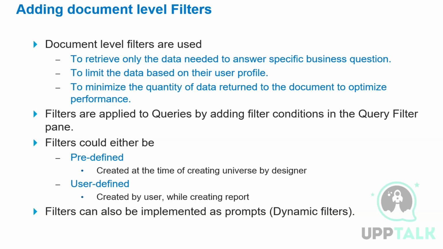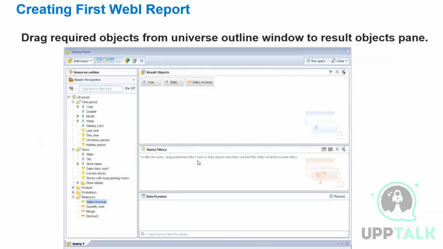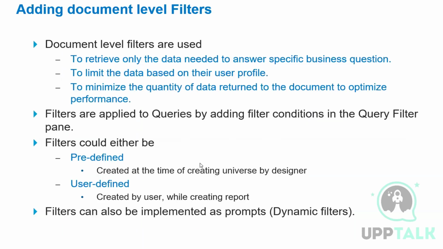It will minimize the quantity of data that is getting fetched from the database, which will optimize the performance. Filters are applied to queries by adding filter conditions in the query filter pane. So to enable the document query filters, if you want to have a state level filter, we can select state and drag and drop it in the query filters. Then the state level filter will be applied here. Here also, filters either could be predefined or user defined.